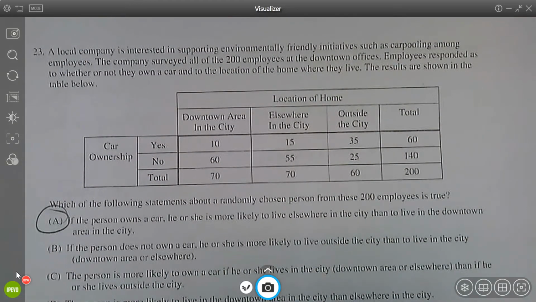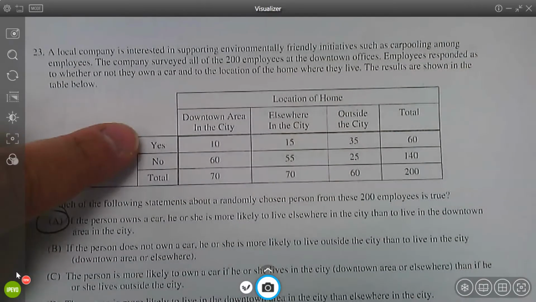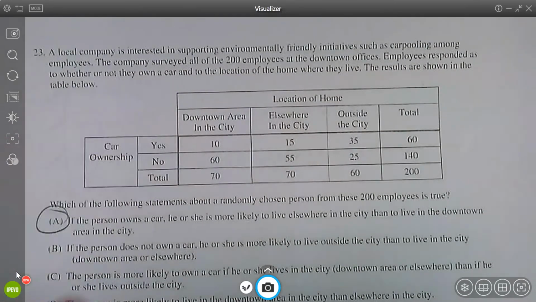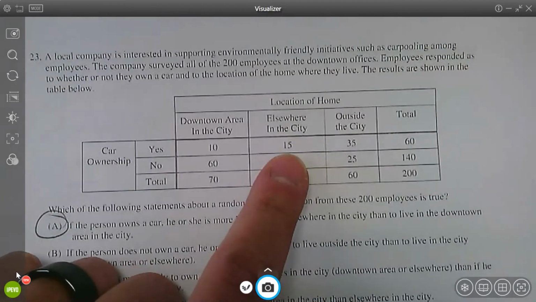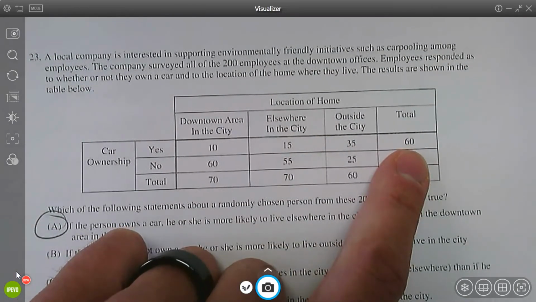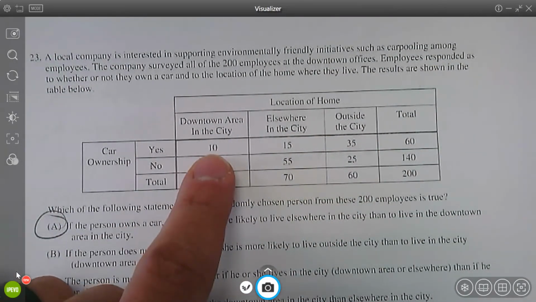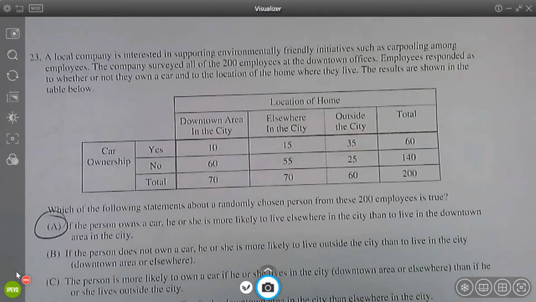All right, 23 is just going through a two-way table and talking about some different probabilities. So if a person owns a car, so that would be 60 people, he or she is more likely to live elsewhere in the city than to live downtown. Elsewhere in the city, 15 out of 60, that's 25%. Downtown would be 10 out of 60, or about 16, 17%. So yes, that's true.